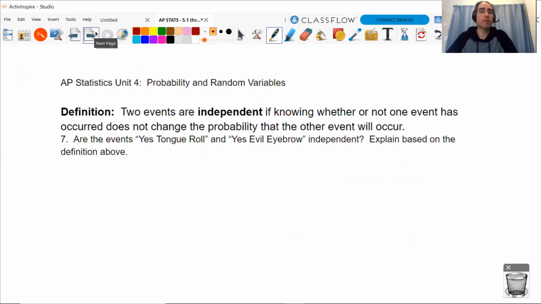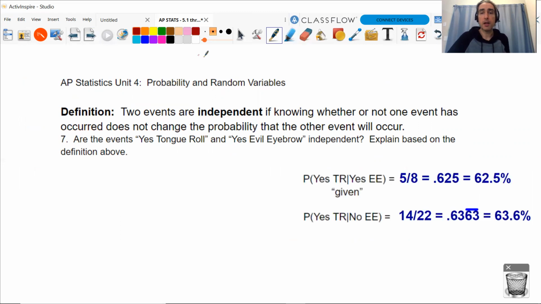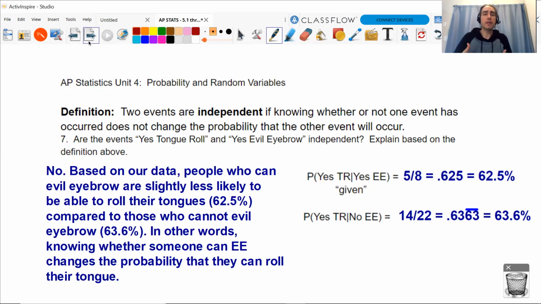So the definition for independence is: if knowing whether or not one event has occurred, the probabilities would not change, that would be considered independent. So in this situation, let's talk about tongue roll and evil eyebrow. Knowing whether students could do the evil eyebrow or not, notice those probabilities changed a little bit. Because those weren't exactly the same, we'd say these are not independent.